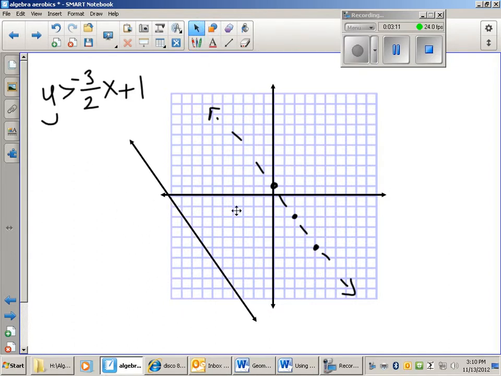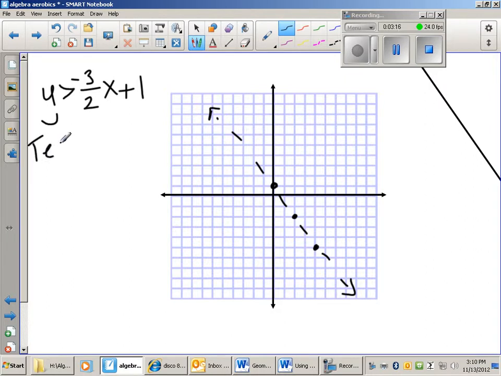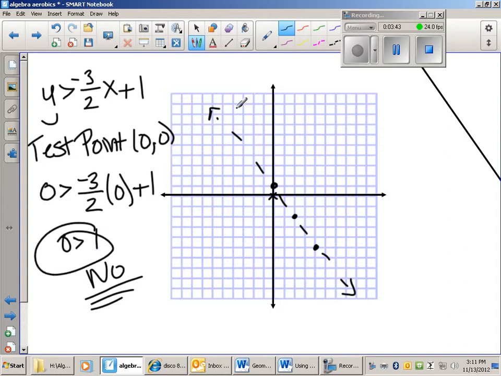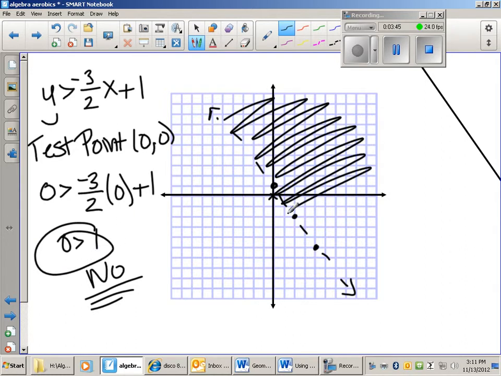So now I need to figure out where I'm going to shade. I can pick any test point I want. Again, I'm going to use 0, 0 because it's not on my line. So if I plug that in, is 0 greater than negative 3 over 2 times 0 plus 1? So is 0 greater than 1? No, that is not a true statement. Is 0, 0 a solution? No, it's not, because this statement here is not true. So I need to shade on the other side of that line.